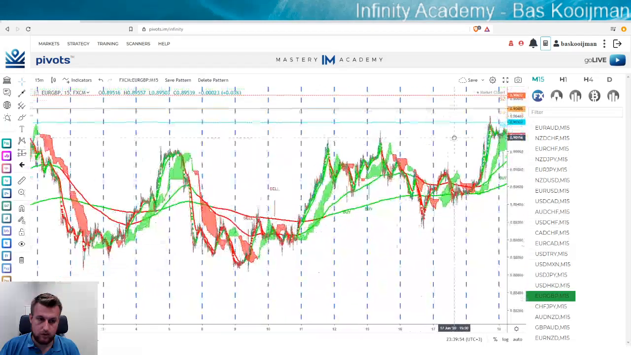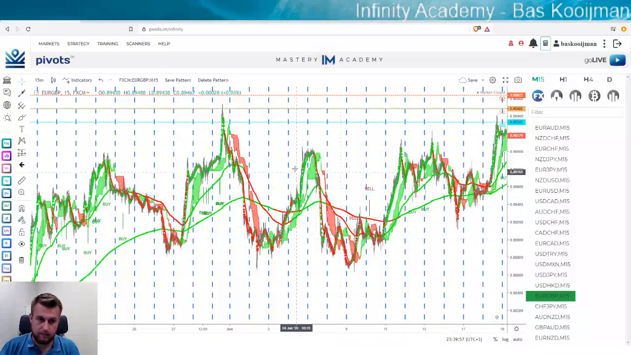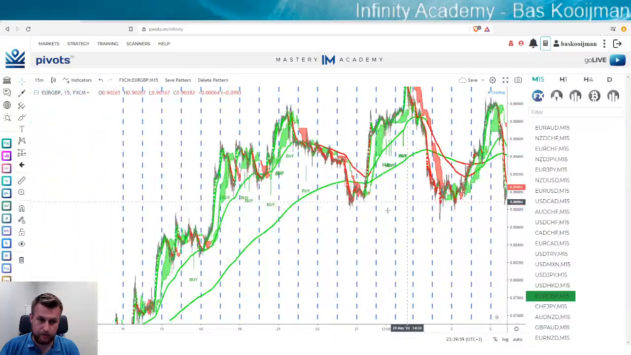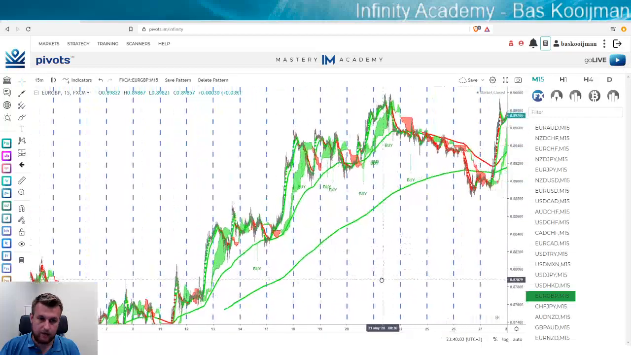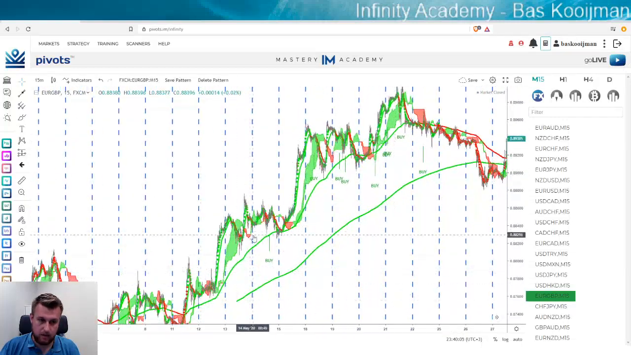First, I want to scroll a little bit back, where we see here that the market has been going up and down for a few weeks, but we also have a great example here where the Infinity tool is giving us a lot of different buy signals in a row.